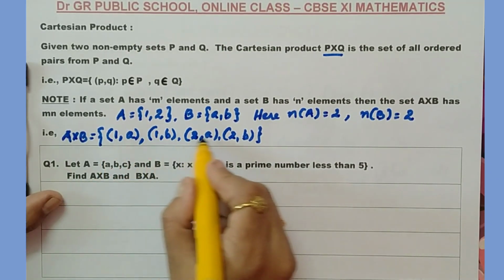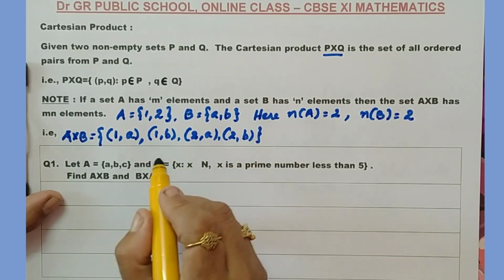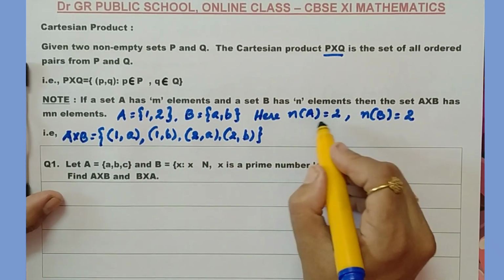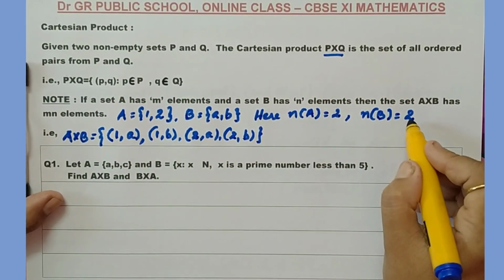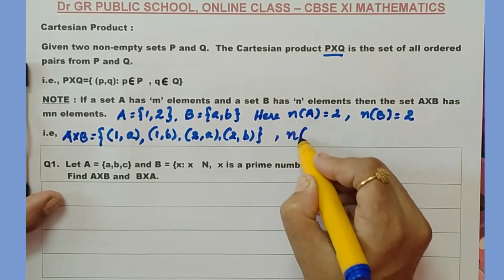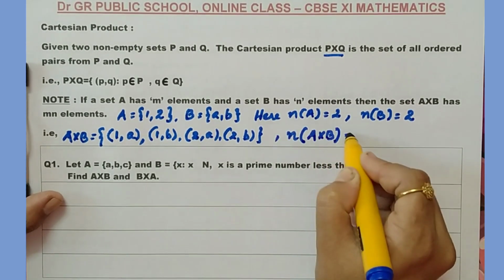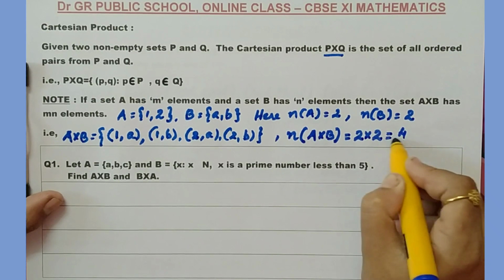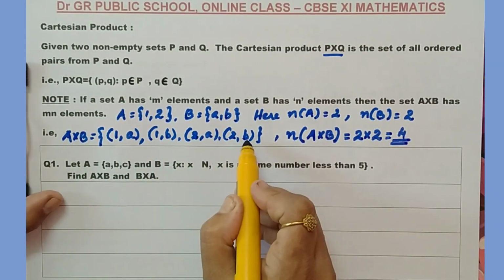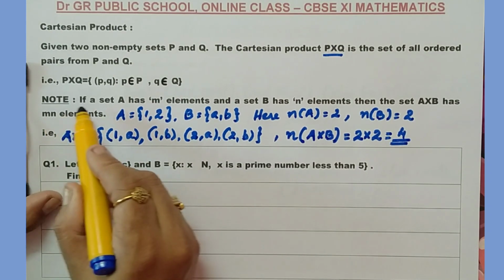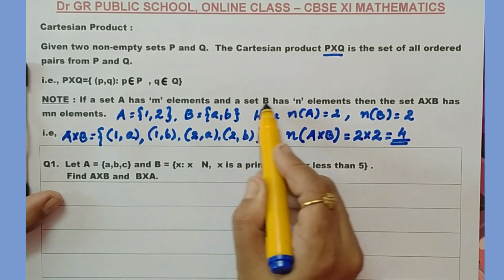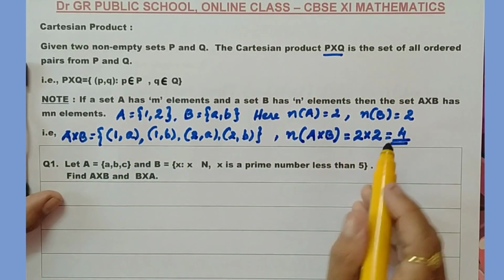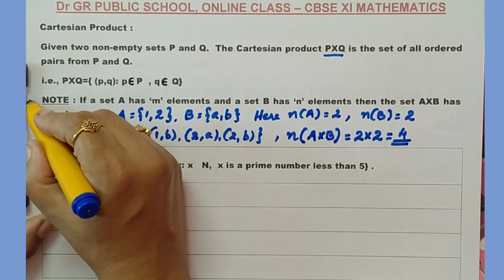Remember, A cross B is also now a set of ordered pairs. That is the speciality. A cross B is also a set. So we studied that if the number of elements in A equals 2 and the number of elements in B equals 2, then the number of elements in the set A cross B equals n(A) into n(B), that is 2 into 2 equals 4. Look at this one, 4 elements are here. So remember this note: if a set A has m elements and a set B has n elements, then the set A cross B has mn elements, mn means m into n elements. Remember this point, a very important one.